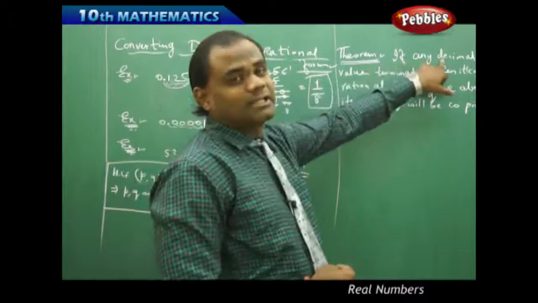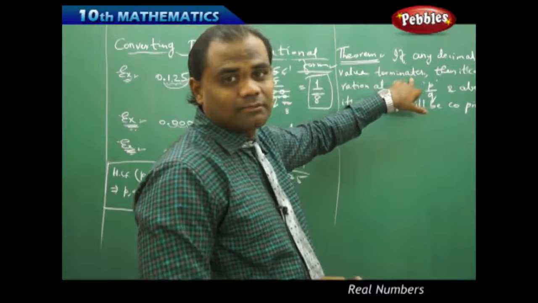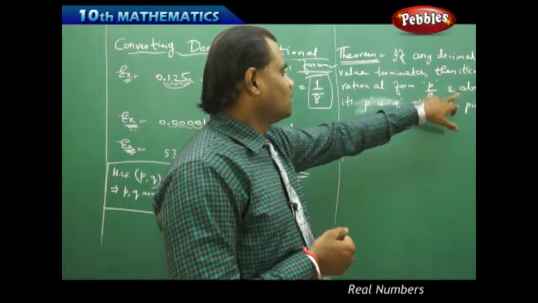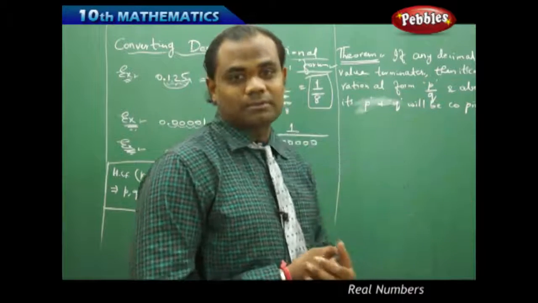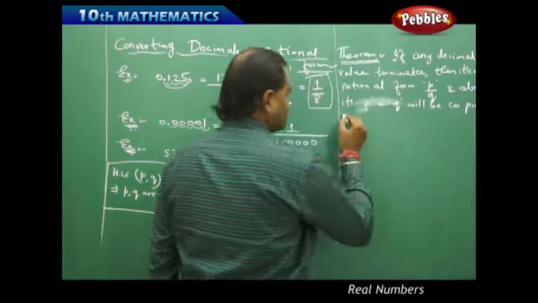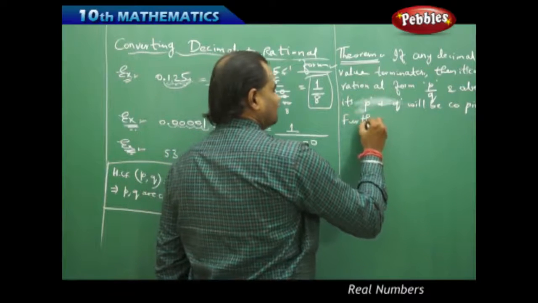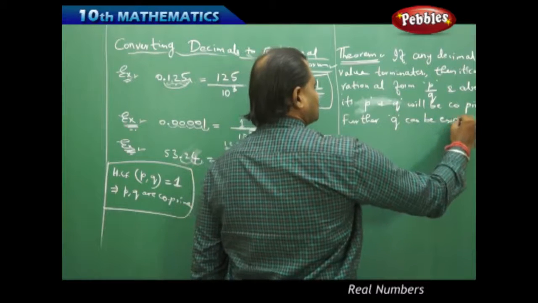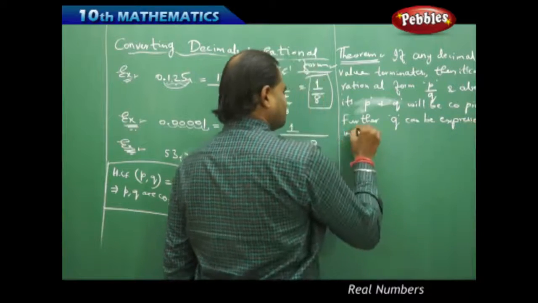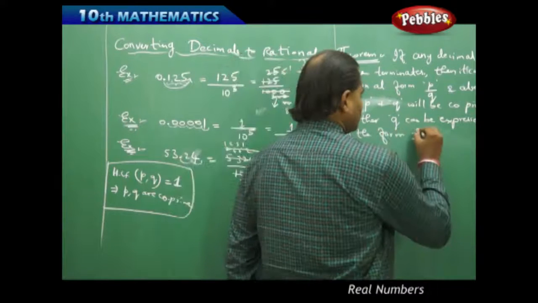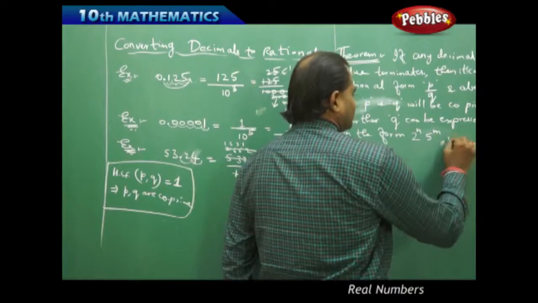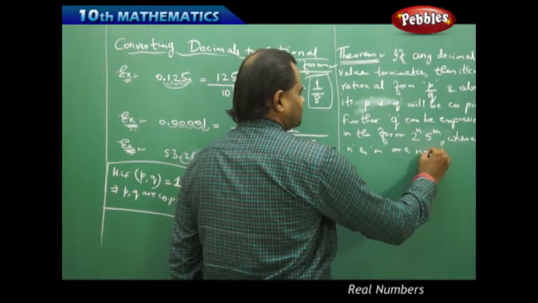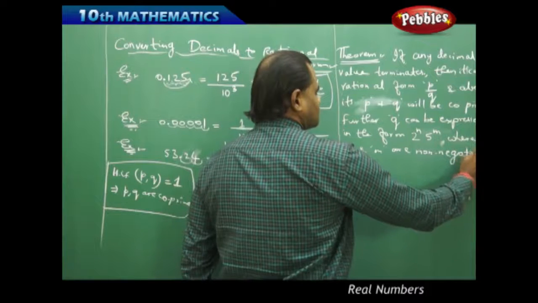So my statement here says that if any decimal value terminates with limited decimal values, then it can be expressed in rational form P by Q, and also its P and Q will be coprimes. And further, Q can be expressed in the form 2 power n 5 power m, where n and m are non-negative integers.